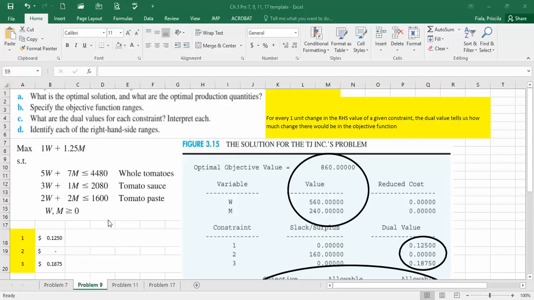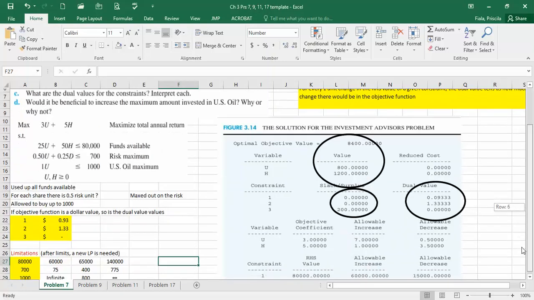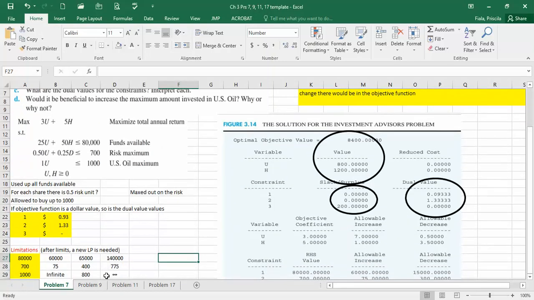Hello, class. I'm here to talk about problem 9 of chapter 3. By now, I hope you watched problem 7, which gives you the basics of the sensitivity analysis report. I might have made a mistake, not a mistake, but I might have reversed these values.